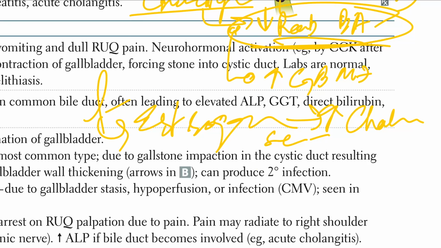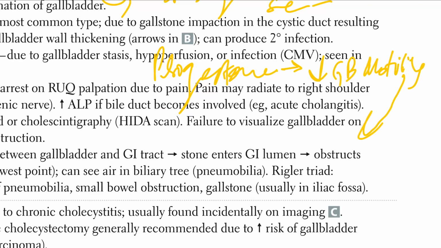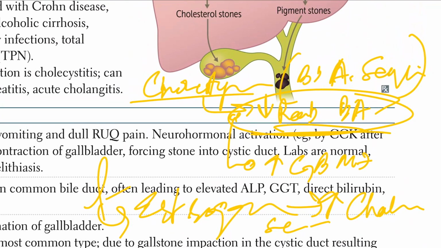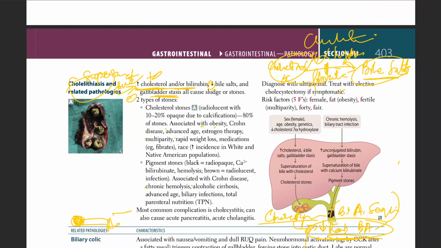And on the other hand, progesterone. They promote gallstones. The progesterone decreases GB motility. This leads to gallstones. Okay, yeah, that's pretty much all we have for the cholelithiasis.